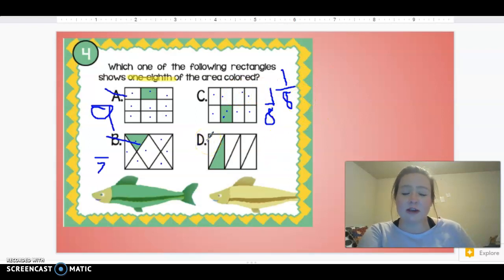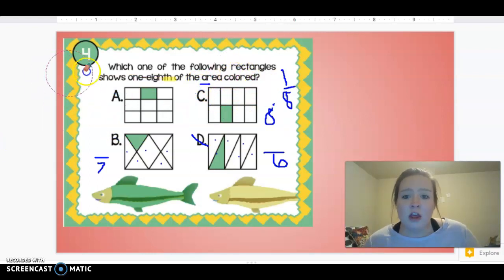Let's look at letter D. 1, 2, 3, 4, 5, 6. That does not match because my denominator is 6. I'm looking for a denominator of 8. Letter C is the correct answer.